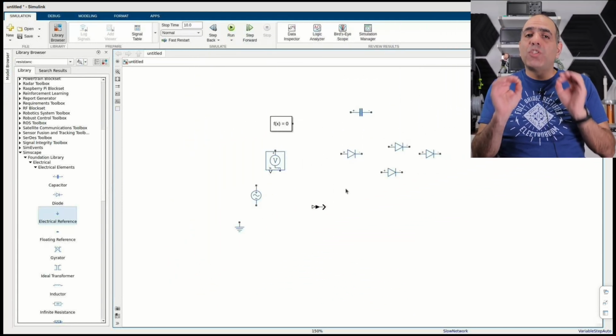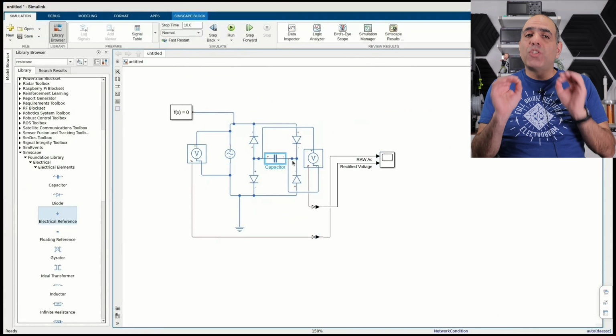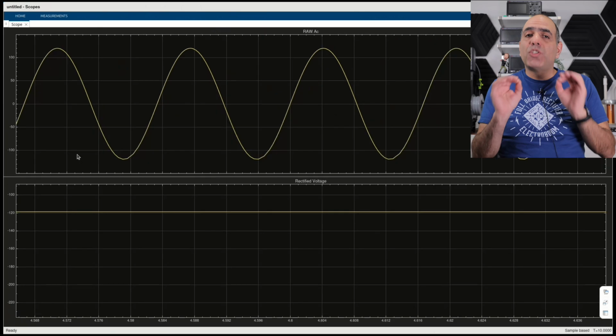So today I will be simulating your full bridge rectifier in my simulation window, and let's see how it works. First of all, let me build the circuit, then I am coming back to you. This is our scope. This is the input voltage.